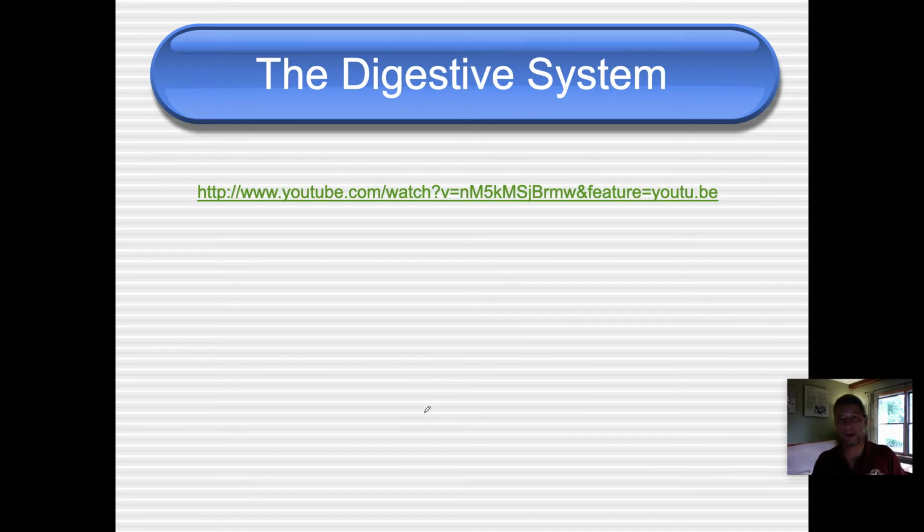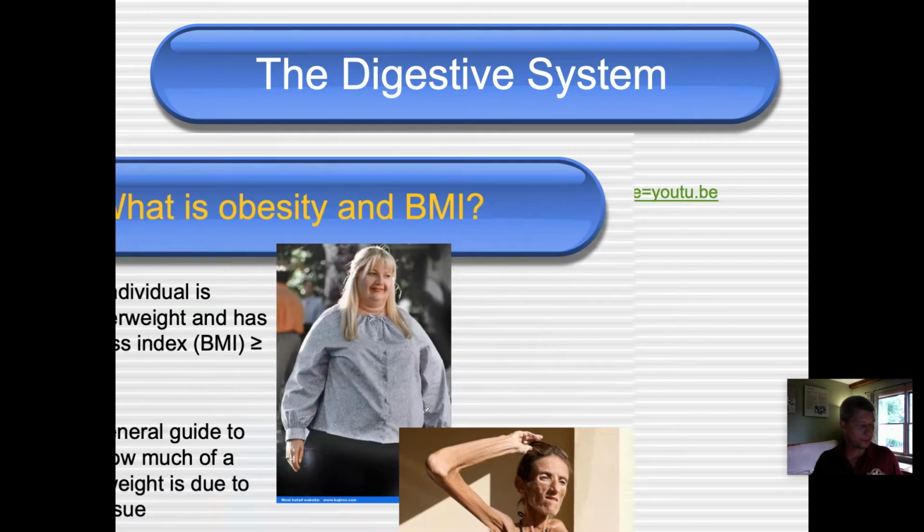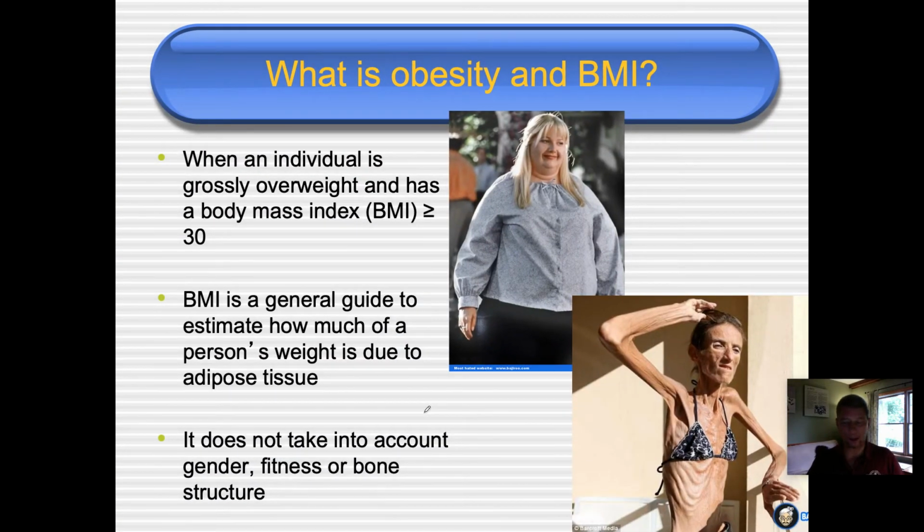Today, in this third of the three videos, we are going to talk a little bit about the ramifications of poor nutrition, one way or the other. And then we'll move on into some of the nutrients other than carbohydrates and proteins and lipids. We're going to begin this with a discussion of obesity and BMI.